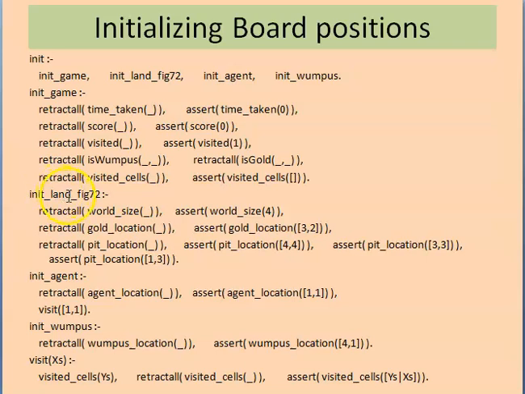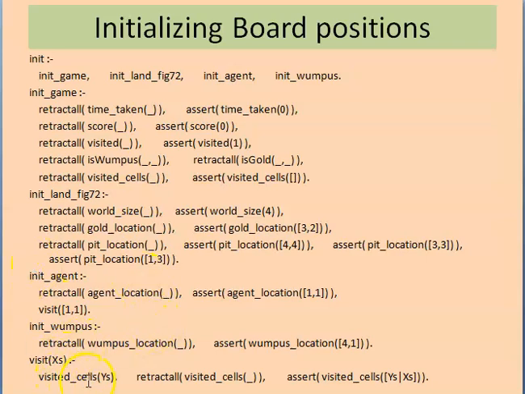Then in init land, we will set the world size to 4. Gold location is set to 3,2. That means third row and second column. Then a pit is located at 4,4. Another pit is at 3,3. Another pit is at 1,3. The agent is located at 1,1. And the Wumpus is located at 4,1. So this way we have set all the parameters.